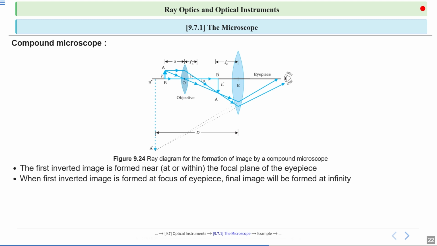When the first inverted image is precisely at the focus of the eyepiece, the final image is projected at infinity. This means the viewer can see the image without straining their eyes, as the light rays are parallel. This setup is ideal for comfortable viewing over extended periods.